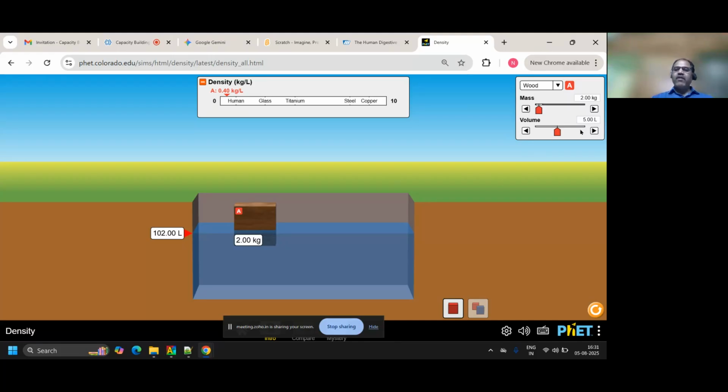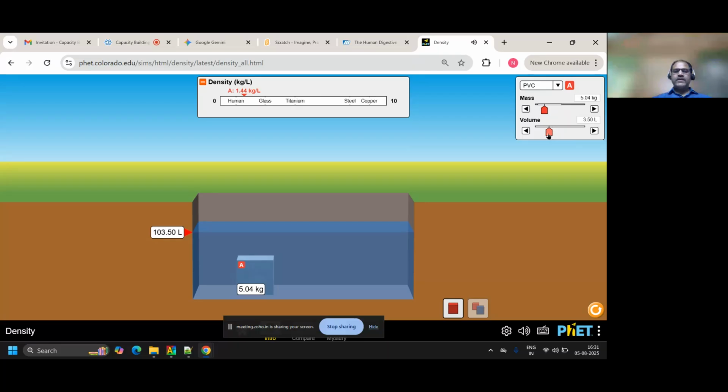But the volume it is displacing is 5 liters. That is why it is floating. It is displacing more water. Right? 5 liters of water is 5 kgs. Now I change this to PVC. The PVC material now has a mass of 7.2 kgs, but it is displacing only 5 liters of water. Okay.